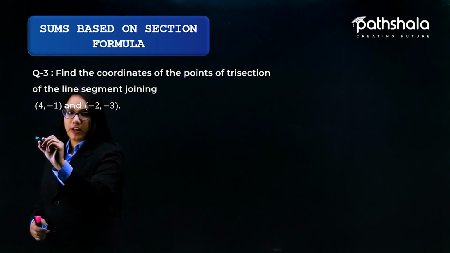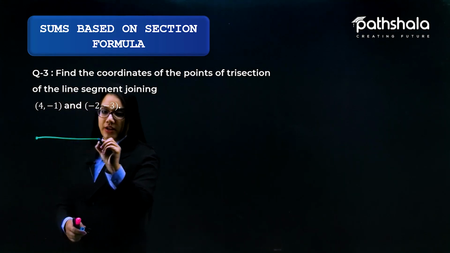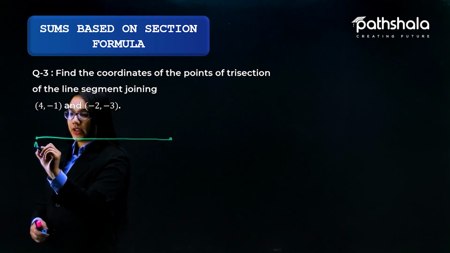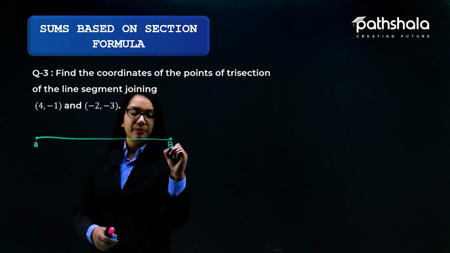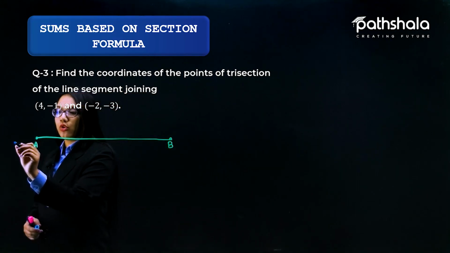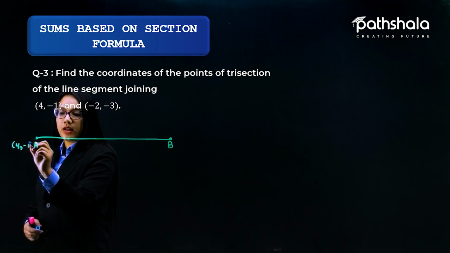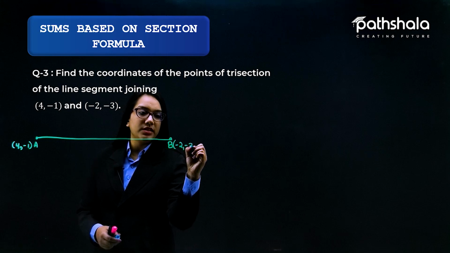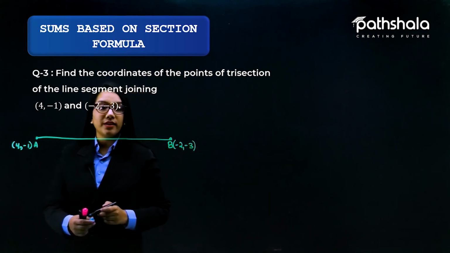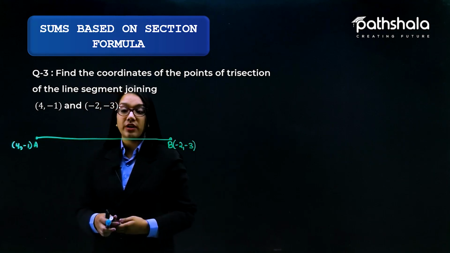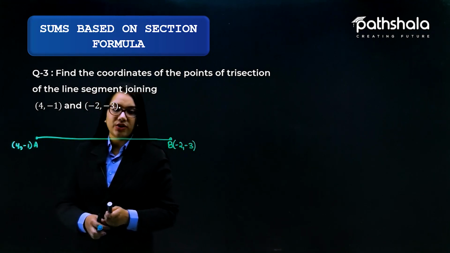So let us suppose we have a line joining the two points A and B. Let us suppose the coordinates of A are 4 comma minus 1 and the coordinates of B are minus 2 comma minus 3. It says find the coordinates of the points of trisection. It means we have to generate 3 equal sections over here.